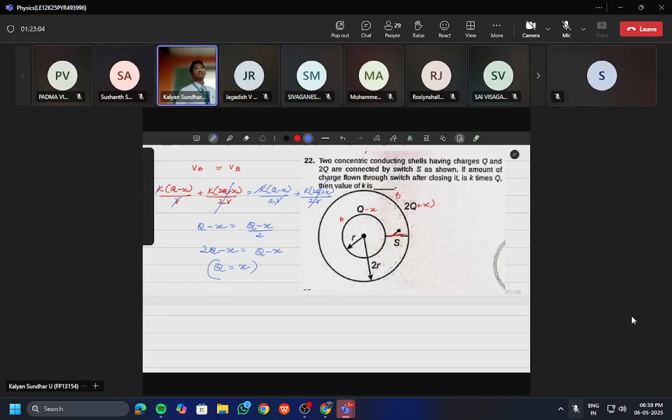Now what charge does the inner shell have after switching? Zero, it has become zero in total. The outer shell will be 3Q. 2Q plus X, it will be 3Q. Now they are asking, after you close the switch, K times the Q is being traveled. What is K times the Q? 1 times the Q. So the answer is 1 only, no?